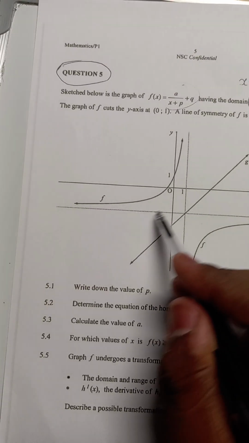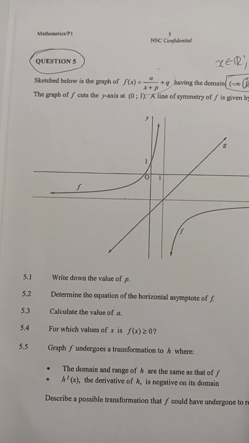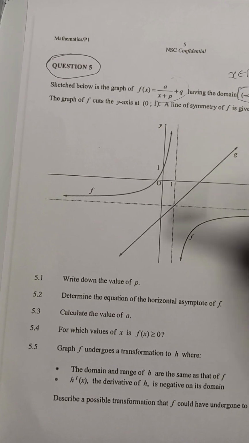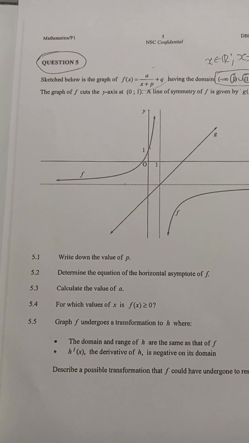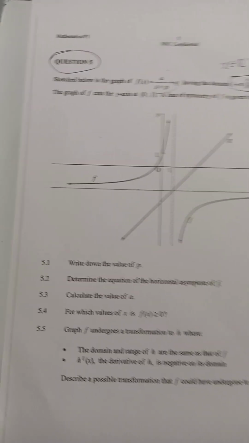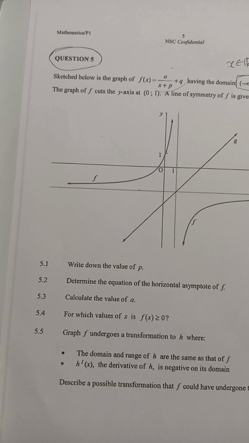I'm not given the y asymptote, I'm just given the x asymptote to be 1, as I've already told you there. Now it passes through a point at 1 there. Now they say write down the value of p. Since they want the value of p, you know the story about the value of p, guys. You know that very well.